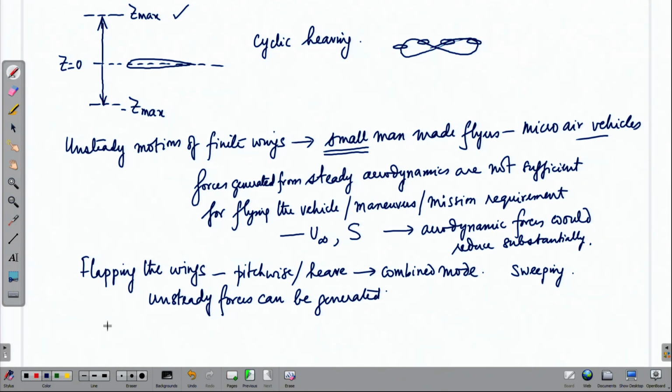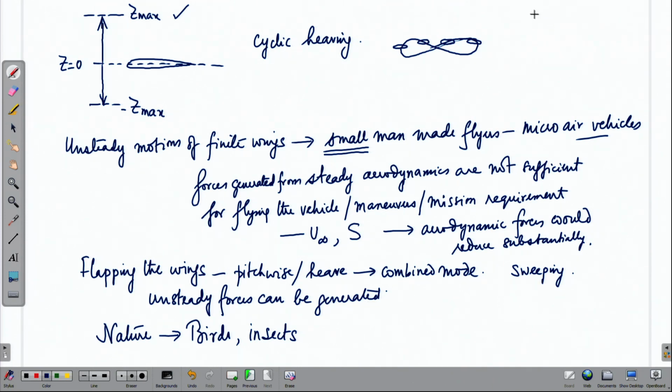Where do we see this in nature? We see it in birds and insects. Large number of natural flyers, they utilize these unsteady forces to perform their flights, their maneuvers, etc. There are other situations too in larger aircrafts where there could be unsteady movement of the wing, but that is due to different reason altogether.